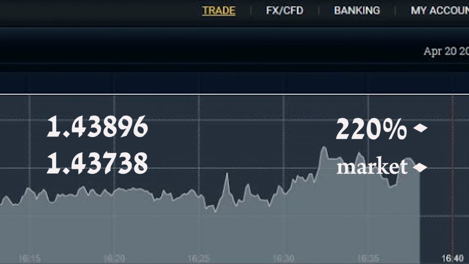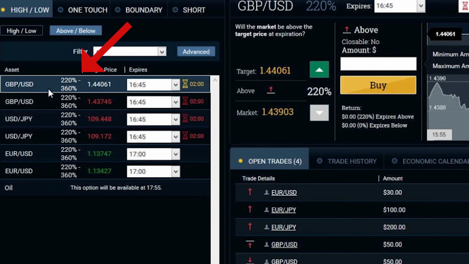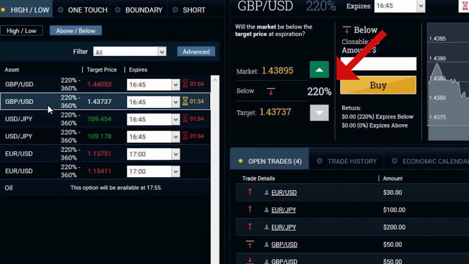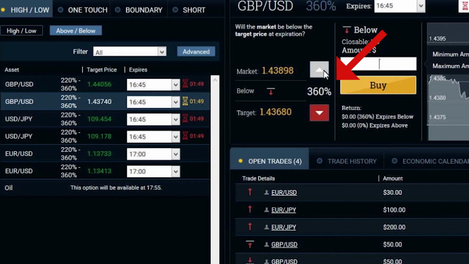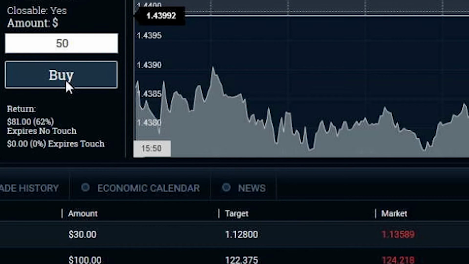The further the strike price you select is from the market price, the higher your payout. But at the same time, the success rate drops respectively. Click the top asset for a high call or the bottom one for a low put, then click on the up or down arrow in the middle window to determine your profit and gap level. Then enter an investment amount and click Buy.